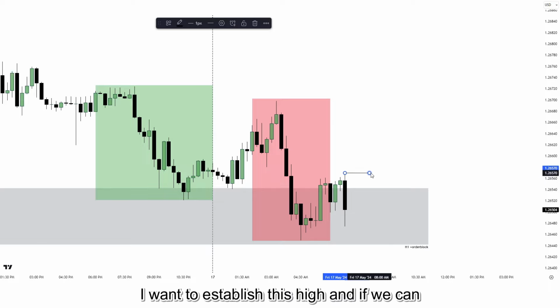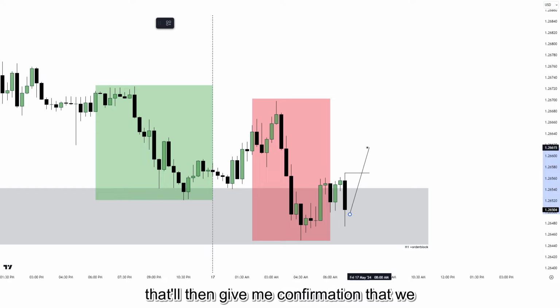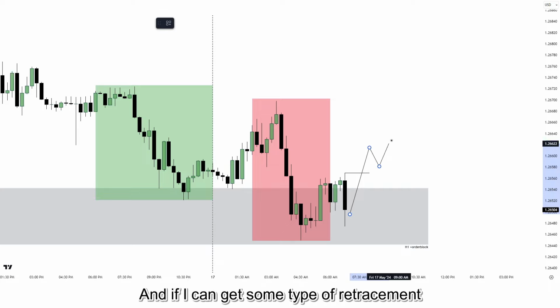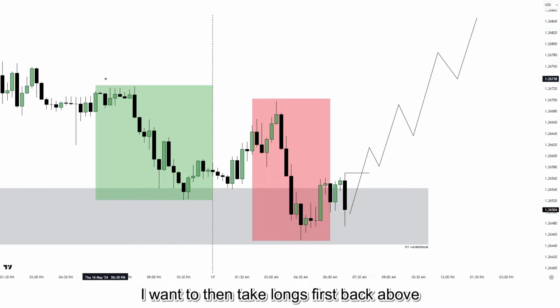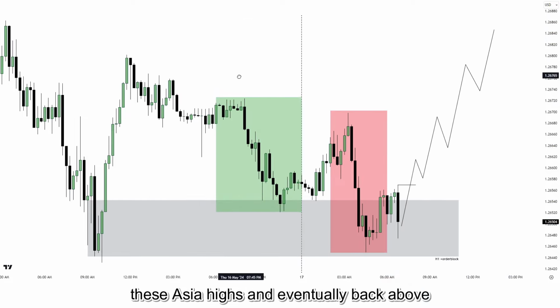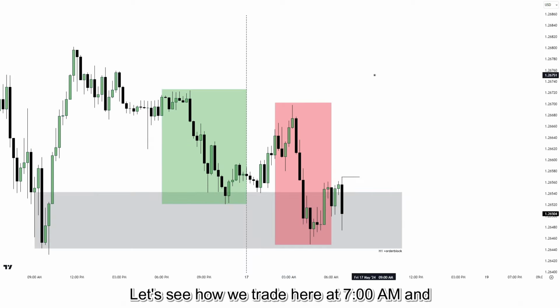I want to establish this high, and if we can break above this high, leaving this 1 hour order block, that'll then give me confirmation that we have found support at this level. And if I can get some type of retracement as we leave that level, I want to then take longs first back above these Asia highs and eventually back above my liquidity pool. Let's see how we trade here at 7 a.m. and see if we can get our power of 3.